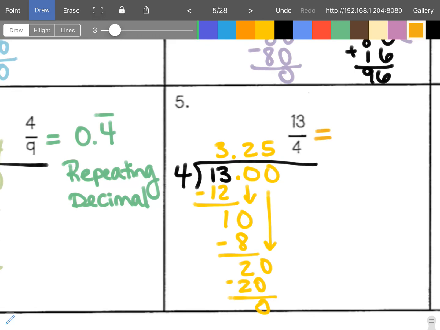So that comes out, 13 over 4 is 3.25. So we can say that that is a terminating decimal. And also, just as a little reminder here, this 13 over 4 is an improper fraction, and that's going to give us a whole number here in the front.